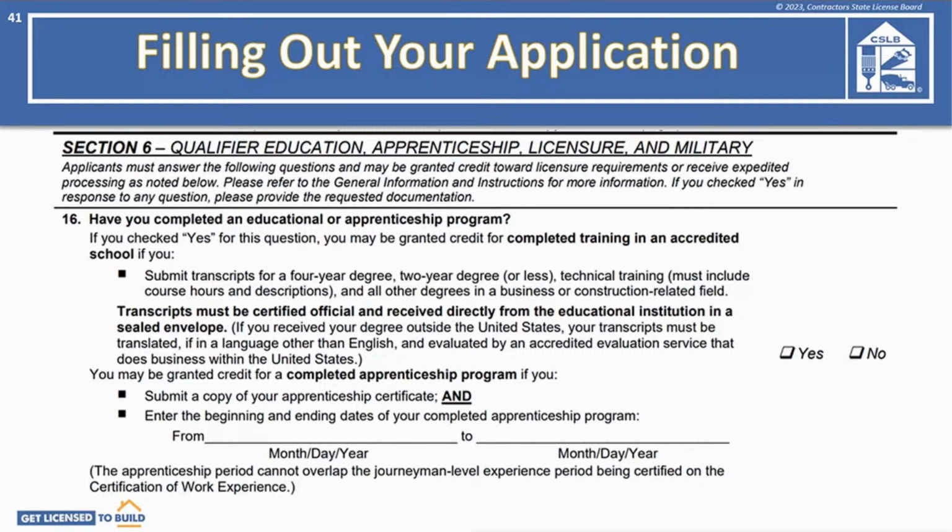Question 17 asks if you have completed an educational or apprenticeship program. You will need to submit official sealed transcripts if you would like to be considered for educational credit. If you attend formal training or an apprenticeship program, you would need to provide a certificate of completion.